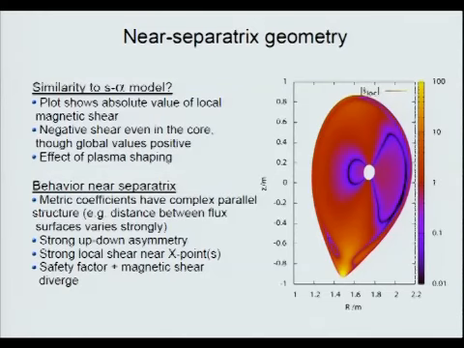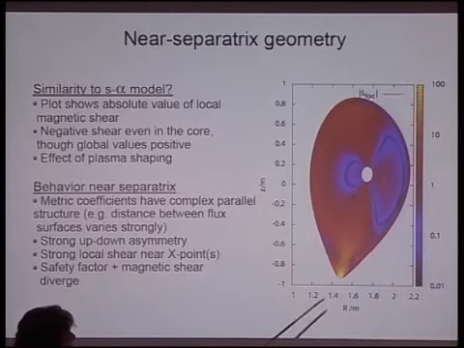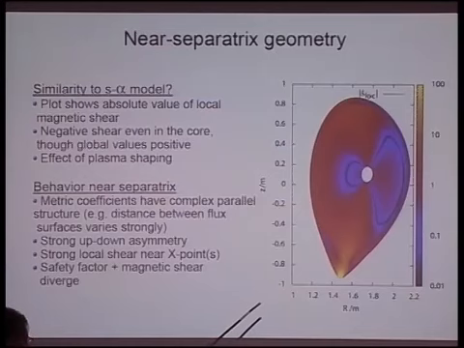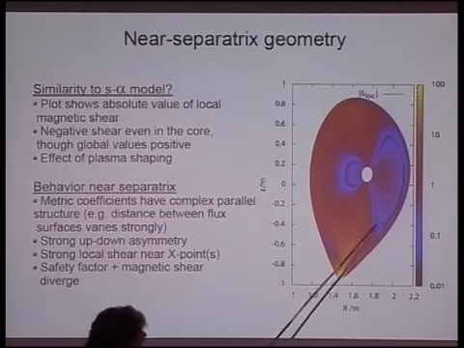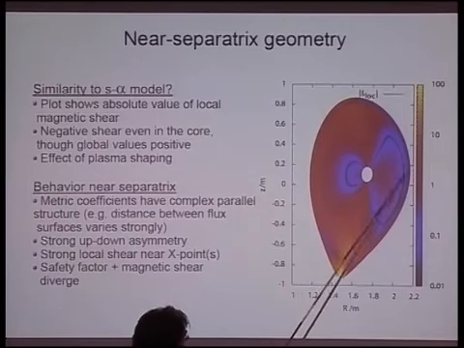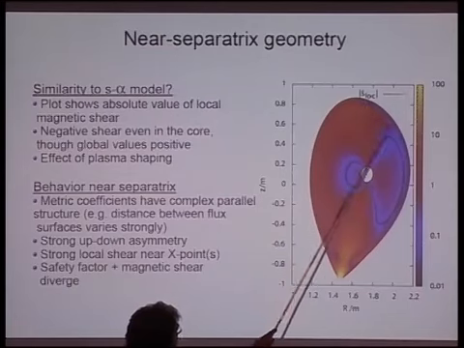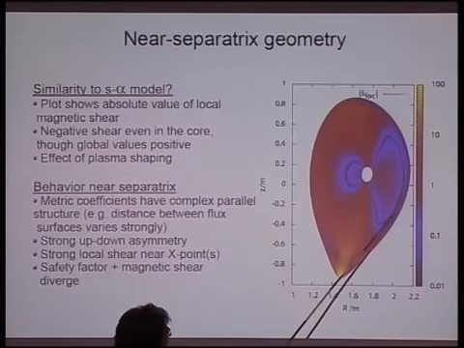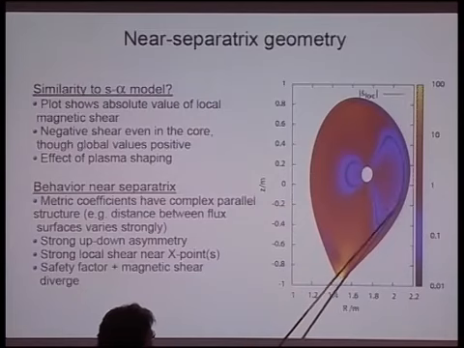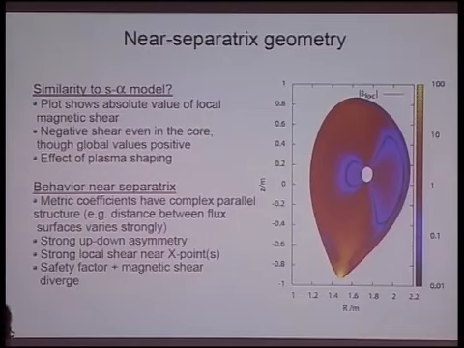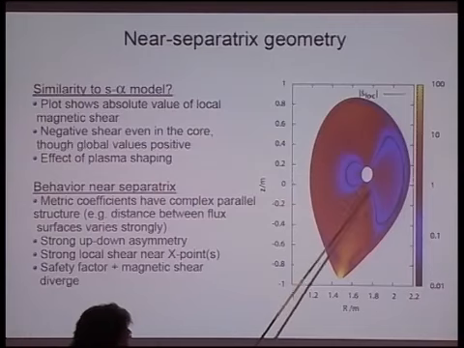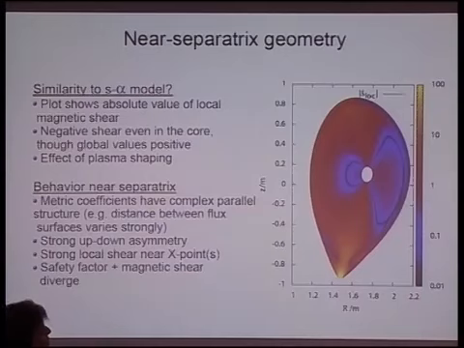What you can see here is a cross-section of ASDEX Upgrade, and color-coded is the absolute value of the local magnetic shear. The local magnetic shear tends to be negative. Maybe you can see this, there's a lobe here, this bluish border, and it encloses a reddish region, and everything in that region is negative local shear. And then there's also negative local shear further in the core. We're maybe not used to that so much, but of course the global shear further in is positive.